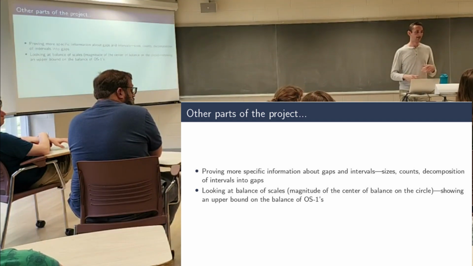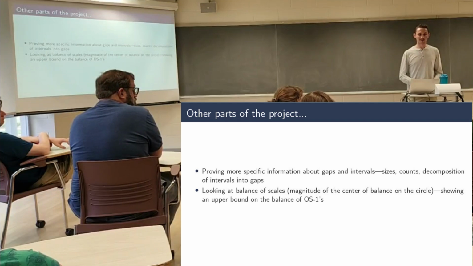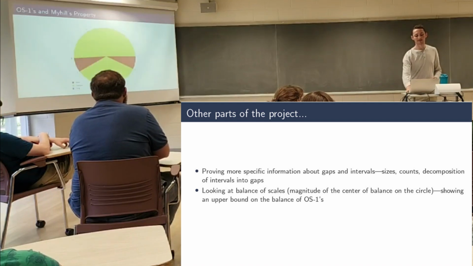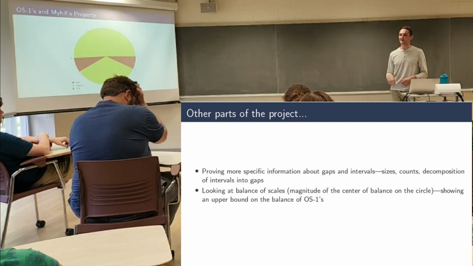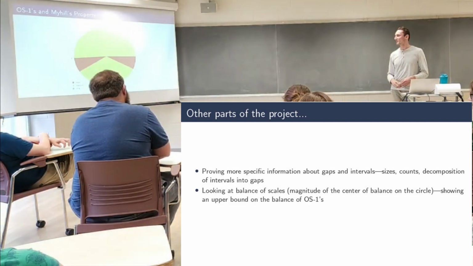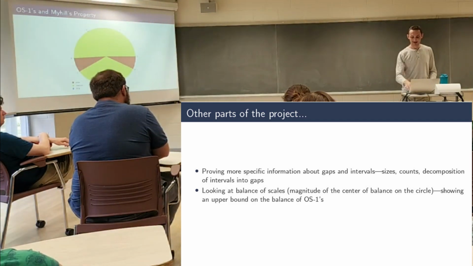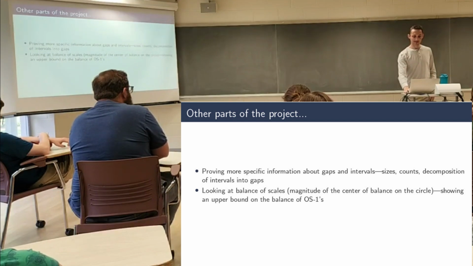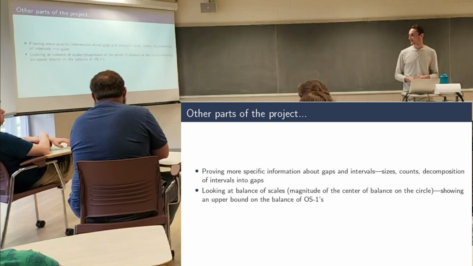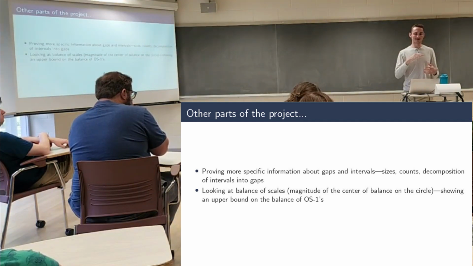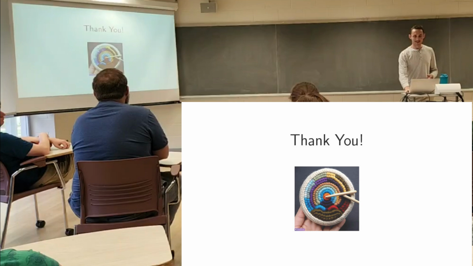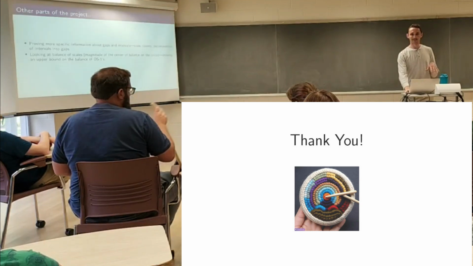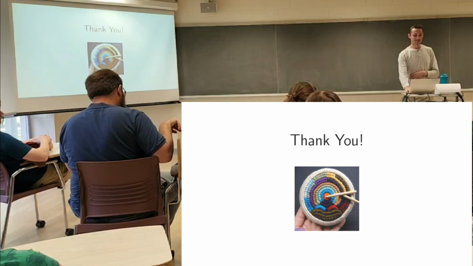And then a thing we've been doing more recently is looking at a measure called the balance of a scale, which is, if you consider all the points around the circle, it amounts to the center of balance of all those points, which is somewhere near the middle of the circle, or the magnitude of the center of balance. And we showed a certain upper bound on the balance of optimal scales for the first time. And hopefully we can show more, like a lower bound on that. But yeah, that's all I have for you. If you have any questions about either of these, I have some extra slides if you're curious about it.